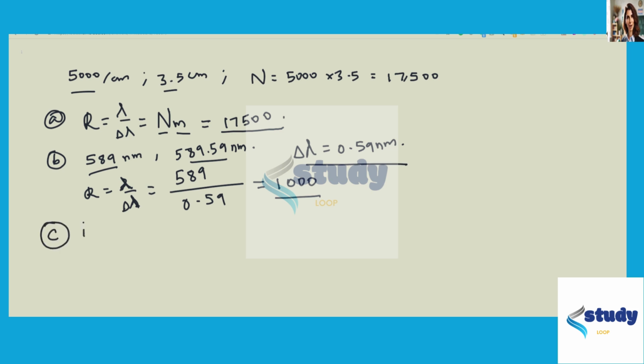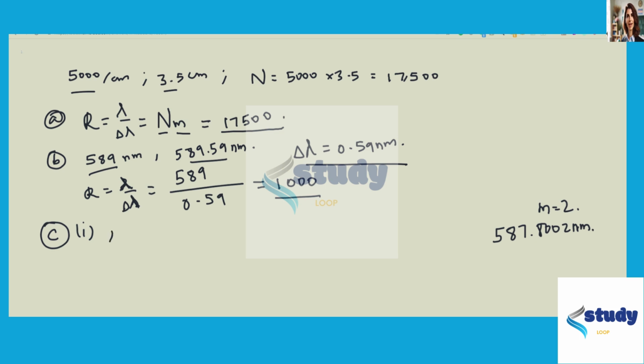Now part C has multiple questions. The first thing to note is that we are operating at order 2 now, so m is equal to 2. Now we are zooming in at the wavelength 587.8002 meters. I'm sorry, nanometers.